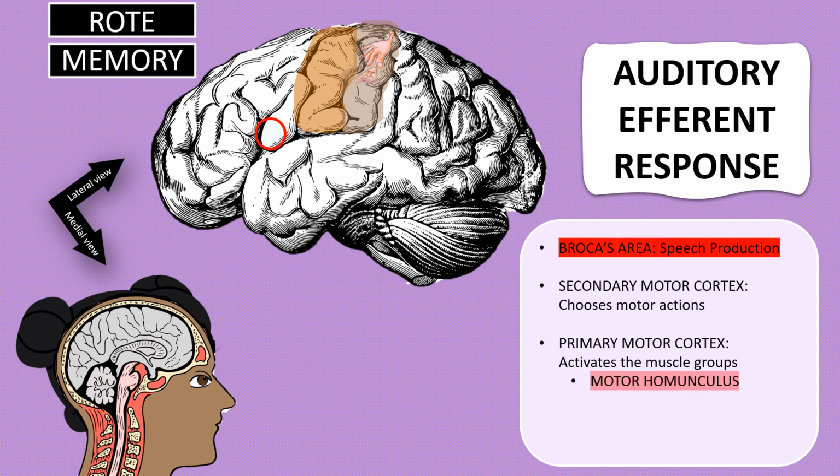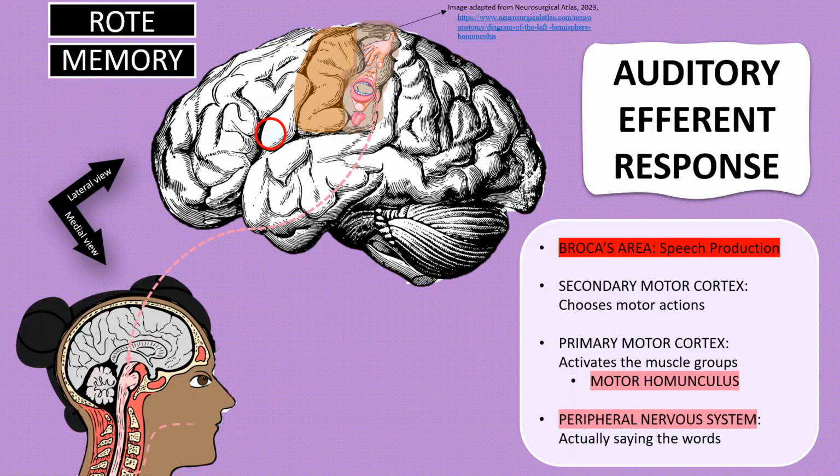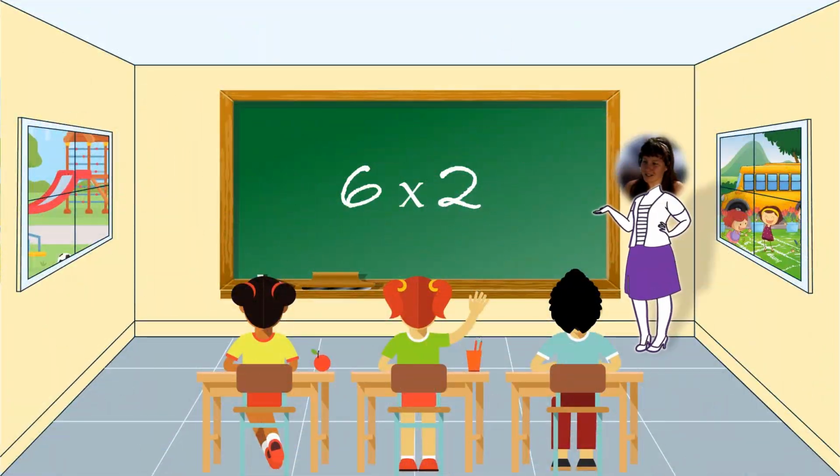The efferent, or output muscle groups relevant to verbal responding are in the face, mouth, and tongue. Motor signals travel out of the brain and activate the necessary areas in the peripheral nervous system to say the answer 12. All of these neural pathways happen almost instantaneously for someone who has their basic facts memorized to retrieve the answer from their rote memory.